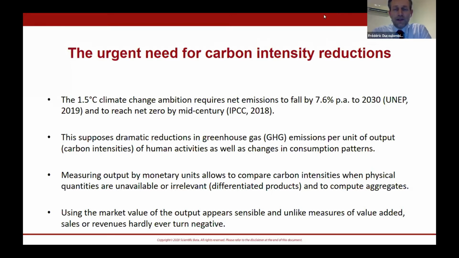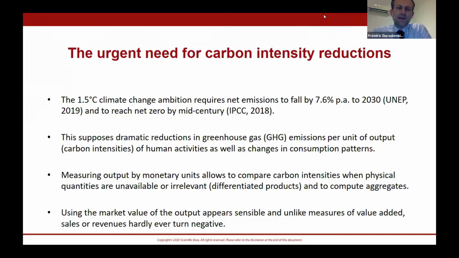So that obviously presupposes that you have very significant reductions in the carbon intensity of activities. Carbon intensity being the amount of emissions divided by the output.